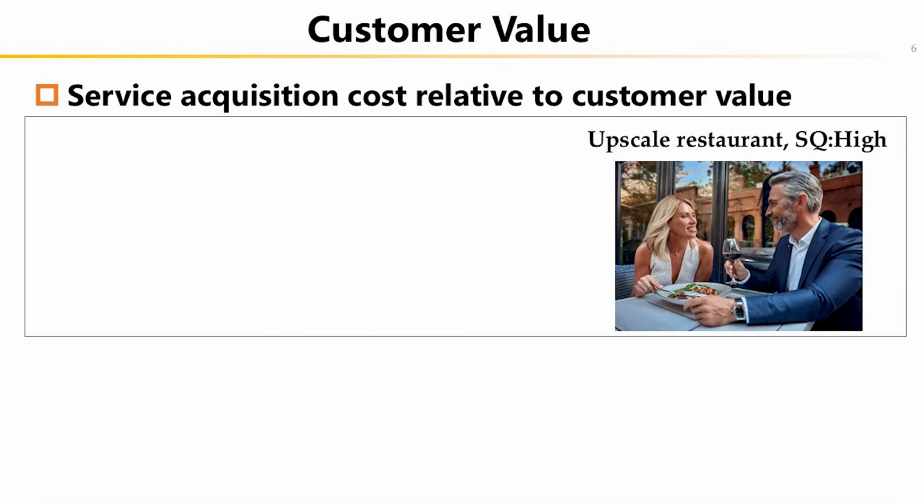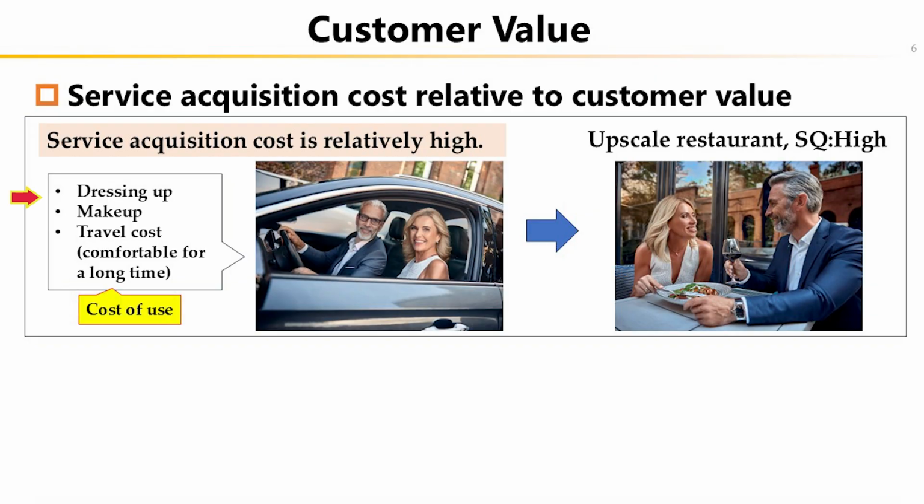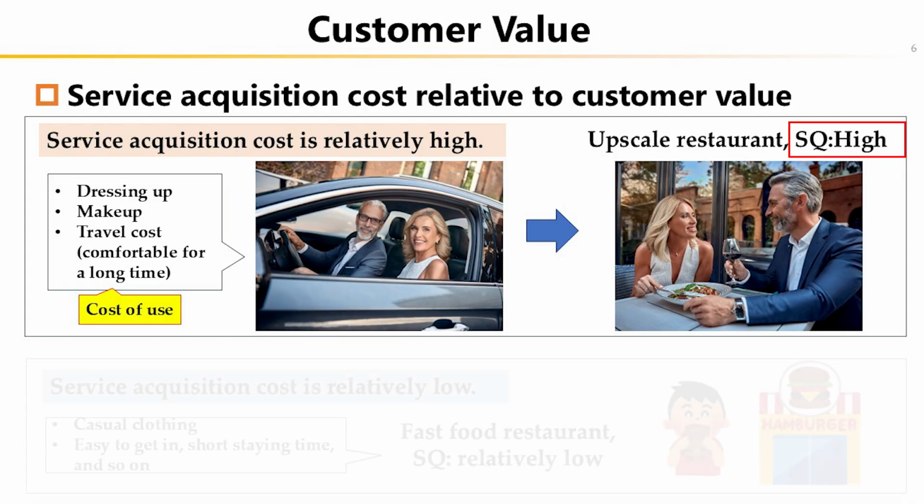Now, consider the service at an upscale restaurant. Service acquisition costs in this case would include dressing up, makeup, and the travel cost to ensure that you are well dressed when you go to the restaurant. Using these is the cost of use. Of course, using these will also require money. The sum of these is the service acquisition cost. In this case, the service acquisition cost, which is in the denominator of the fraction, will be high. Therefore, in order to increase customer value, the service quality in the numerator of the fraction must be increased.